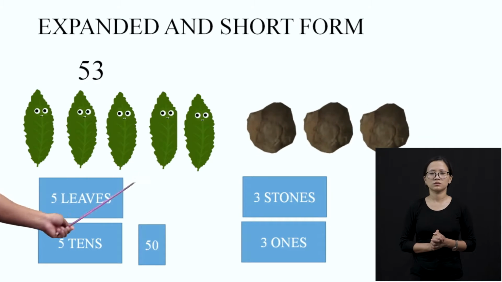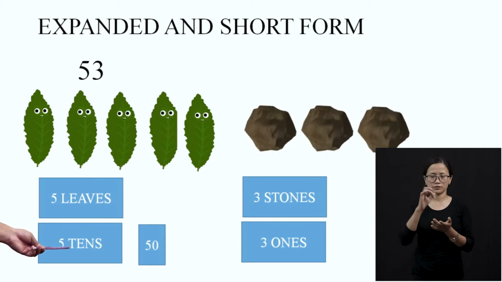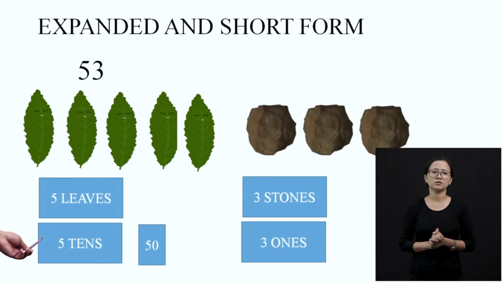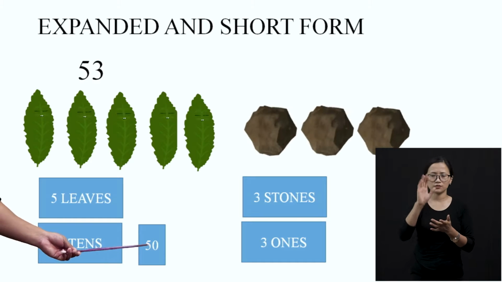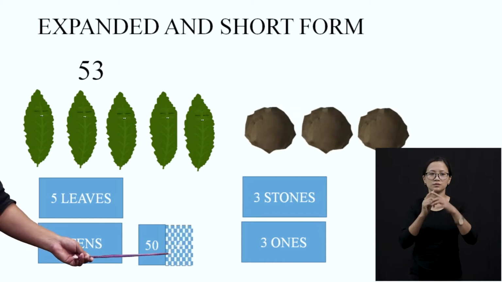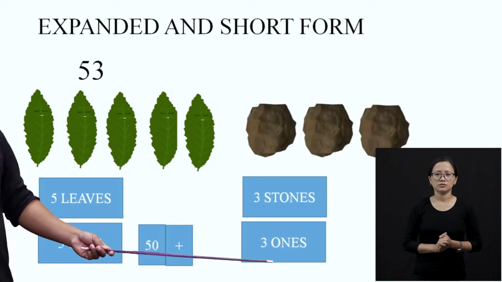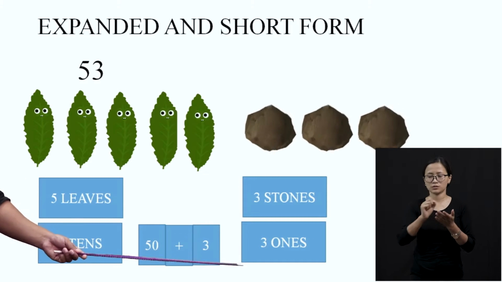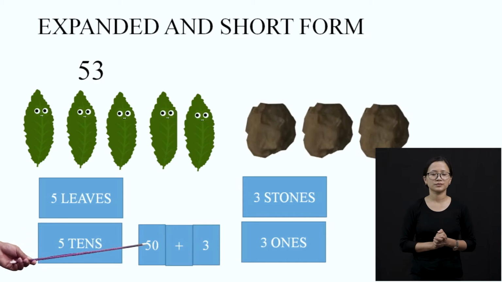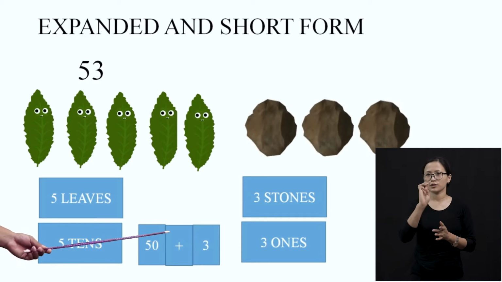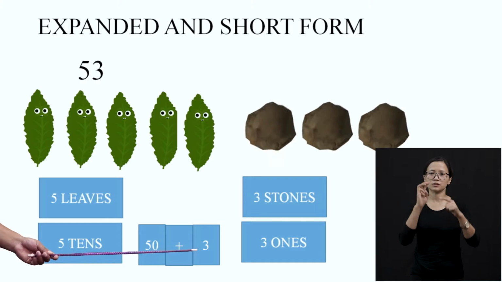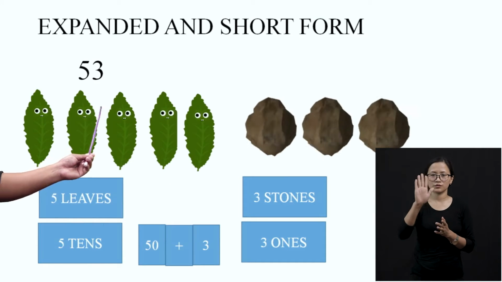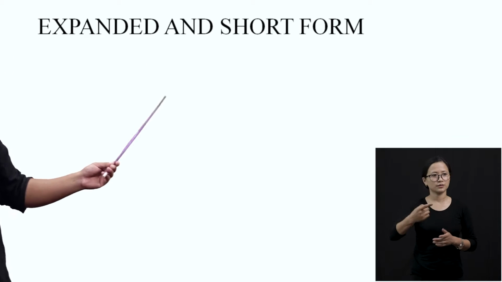Let's look at these 5 tens. 5 tens can be written as 50. All right, 5 tens is written as 50, plus these three ones can be written as 3. So we have 50 plus 3, which is nothing but equal to 53. Let's look at the next slide.